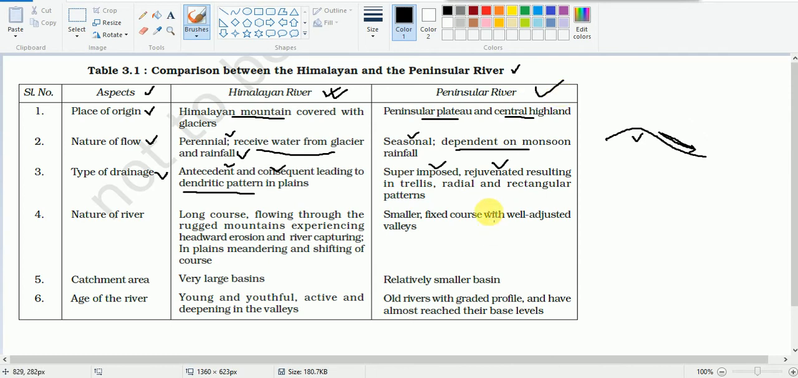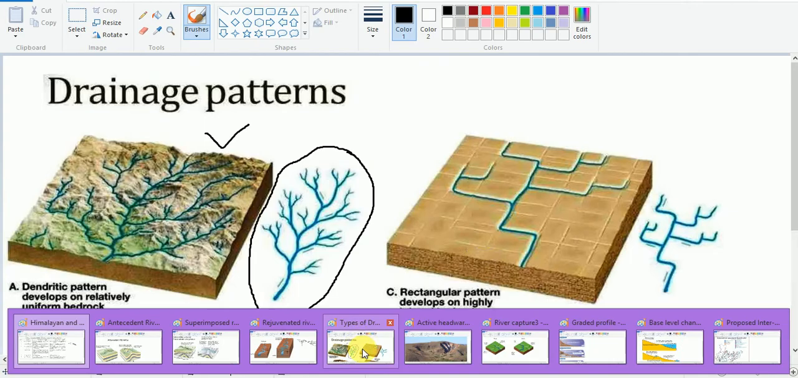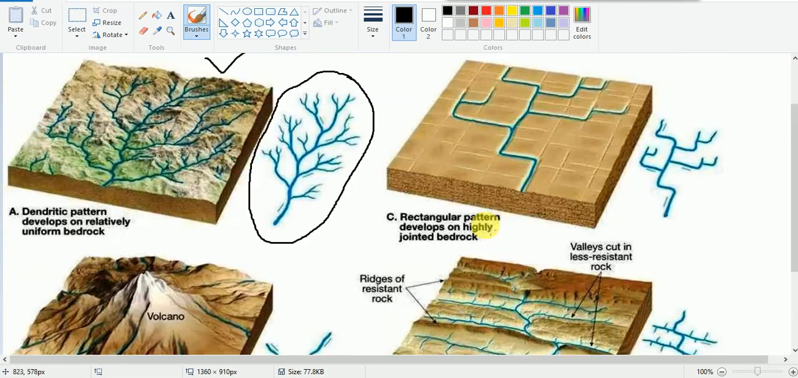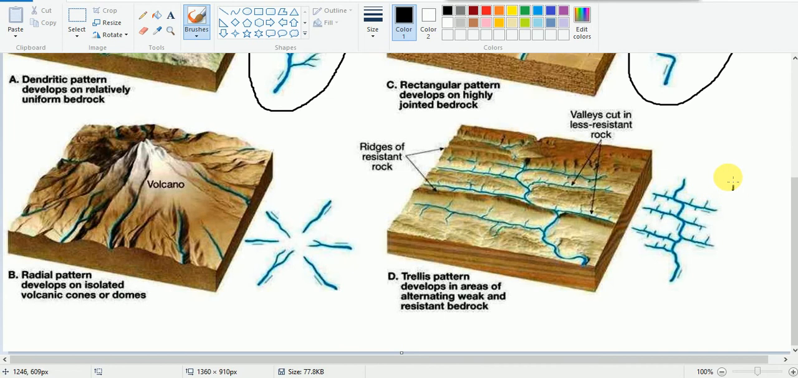Then these peninsular rivers form trellis pattern, radial pattern, and rectangular patterns. For this, let me show you this diagram. So here these peninsular rivers form this rectangular pattern. In this case, the tributaries join the main stream at right angles. In the case of the trellis pattern also, the tributaries are joining the main stream at right angles.